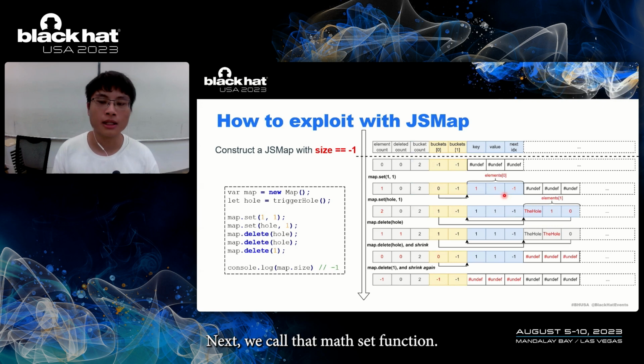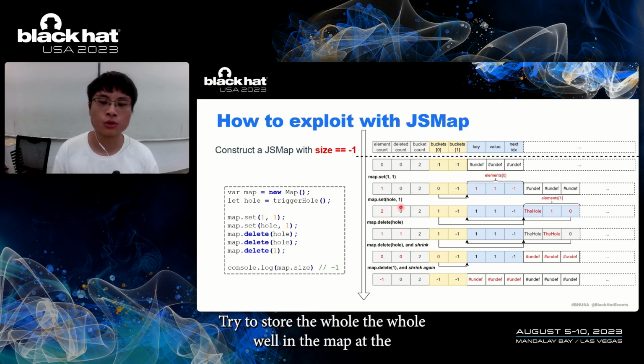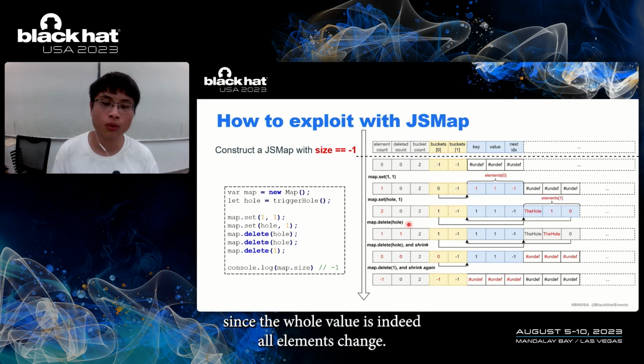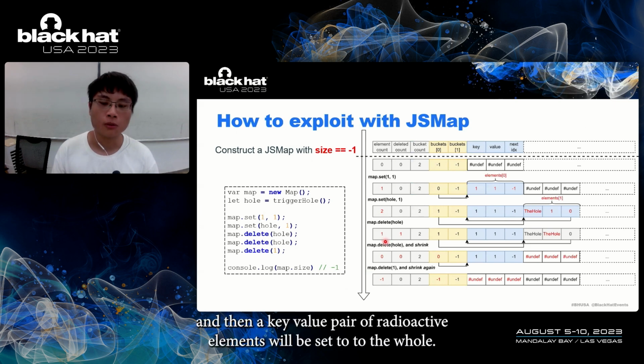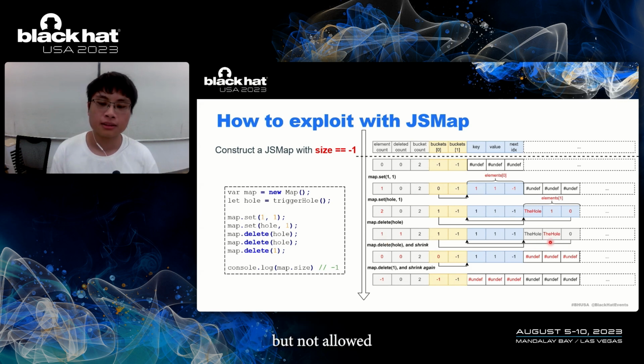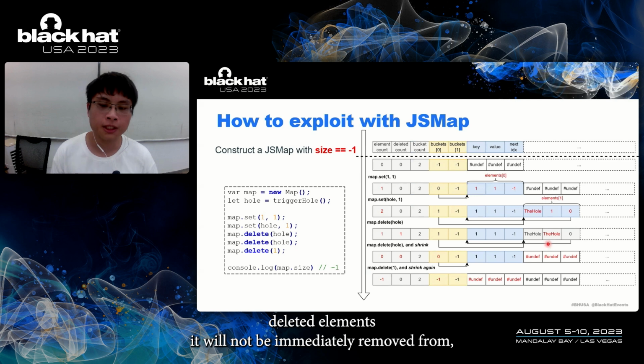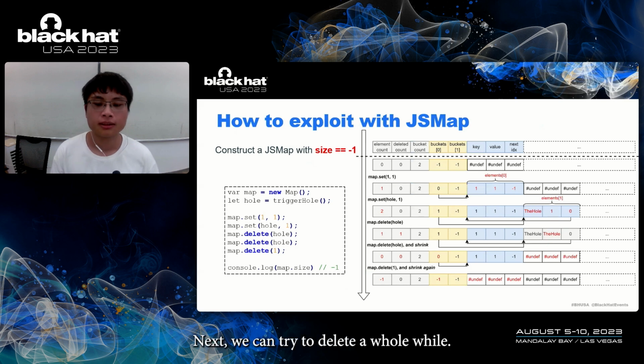Next, we call the Map set function to try to store the hole value in the Map, and then we call map.delete(hole) to delete this hole value. Since the hole value is indeed on the element chain, the number of elements in the Map will decrease by 1, and the key-value pair of the deleted element will be set to the hole values. But note that the deleted element will not be immediately removed from the Map, but it will still exist in the Map. Next, we can try to delete the hole value again.